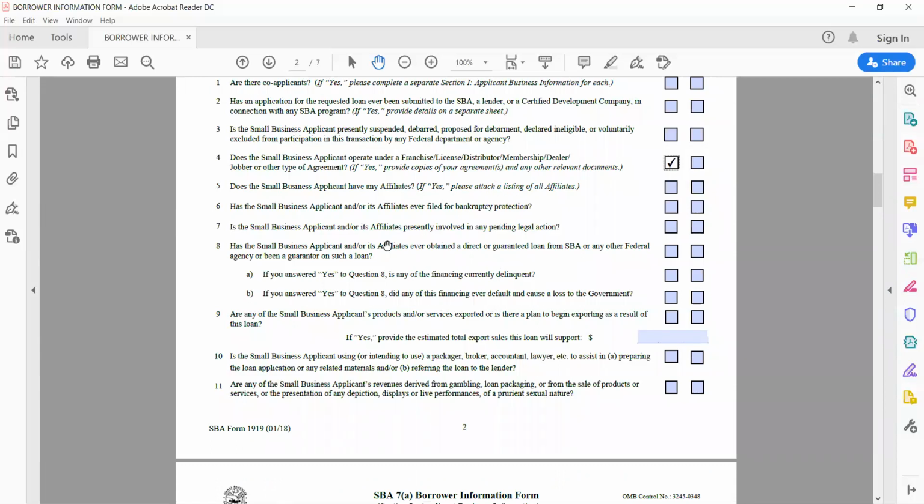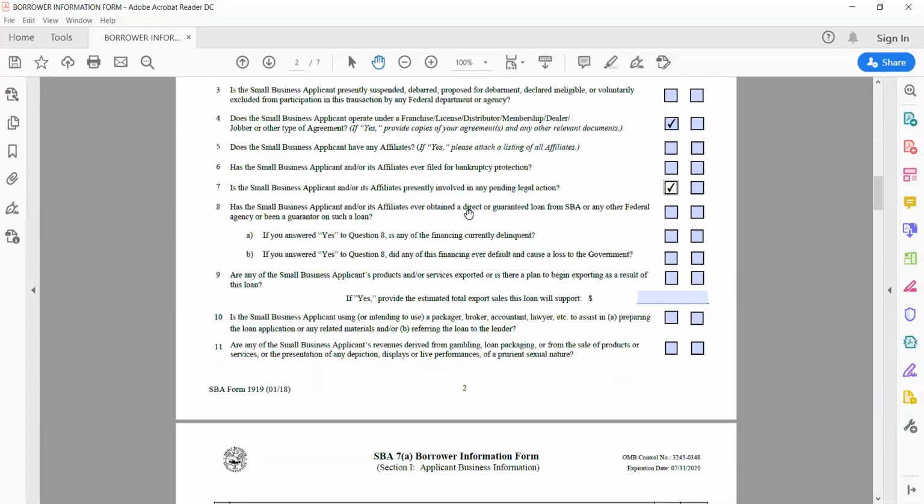Any affiliates? Again, this is all from the business perspective. Okay, does the small business have affiliates? Is the small business or its affiliates involved in any pending legal action? You need to answer truthfully here. Has the small business ever obtained a direct or guaranteed loan from the SBA? If yes, provide additional documentation.